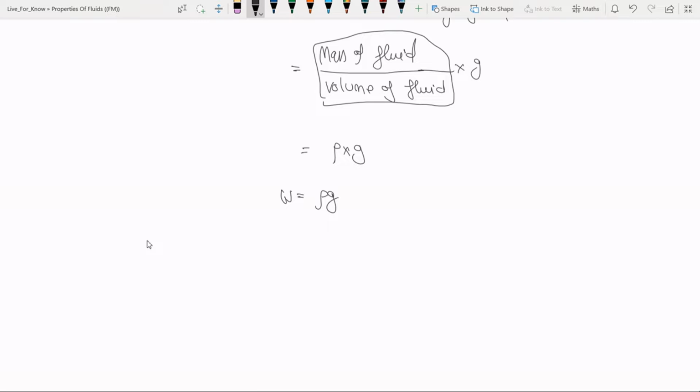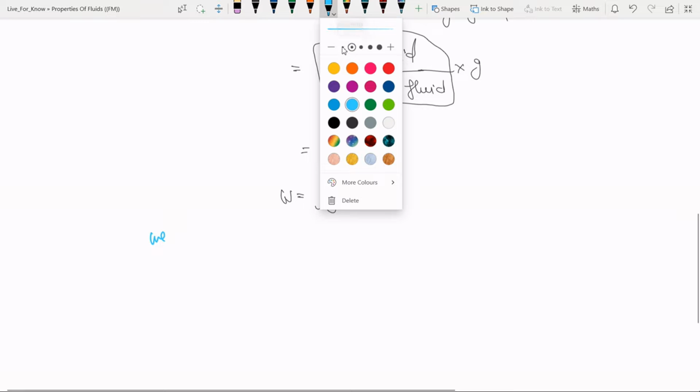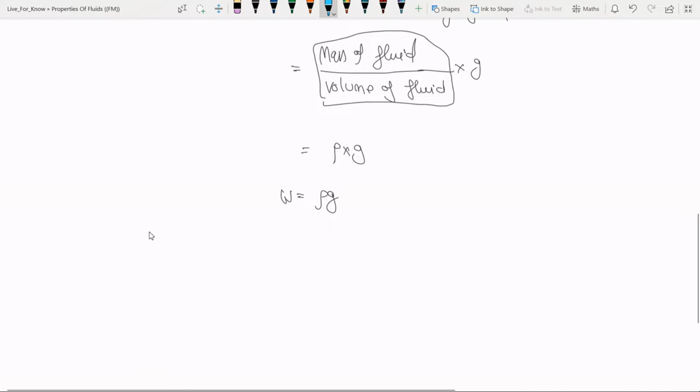And the weight density of water is 9.81 into 10 to the power 3 Newton per meter cube.